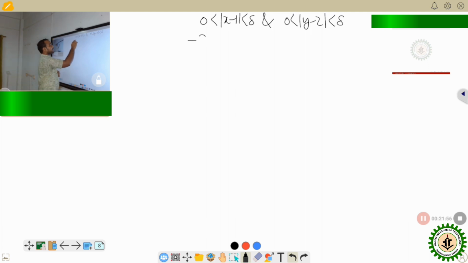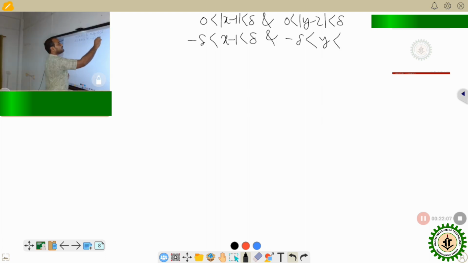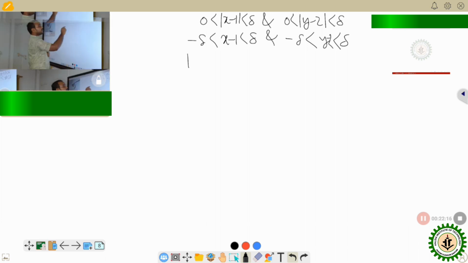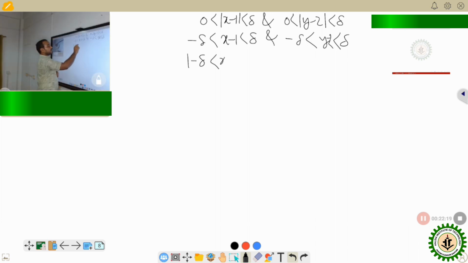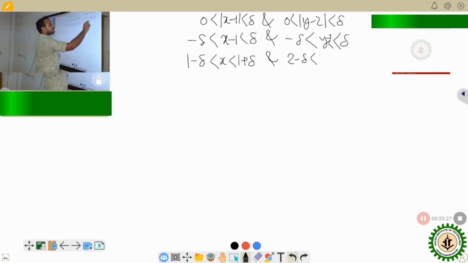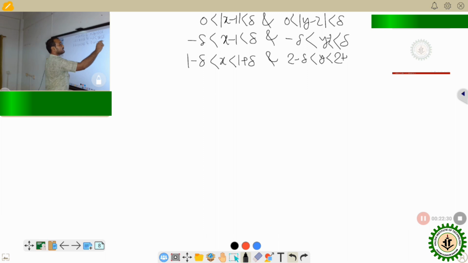You will get minus delta less than x minus 1, less than positive delta. And another one is minus delta less than y minus 2, less than positive delta. Add 1 on either side of the inequality, and you will get 1 minus delta less than x less than 1 plus delta. And for the y variable, you will get 2 minus delta less than y less than 2 plus delta. So we are getting the bounds of the input variables x and y.